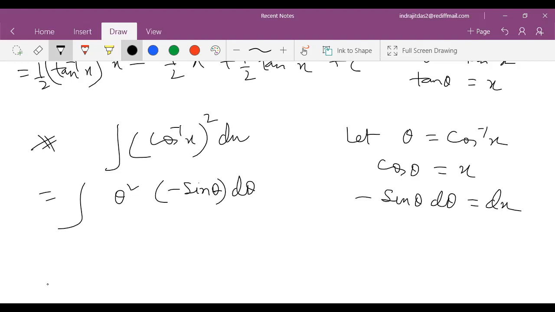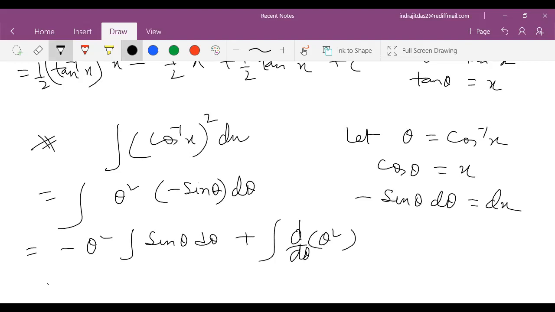Okay. So we'll take outside, which one? Minus sine. And theta square also outside, sine theta d theta, minus, it will become plus, because theta square and minus sign, minus sign will make it plus. Theta square, derivative d theta of theta square, this is the first function, and sine theta d theta is the second function, by parts.